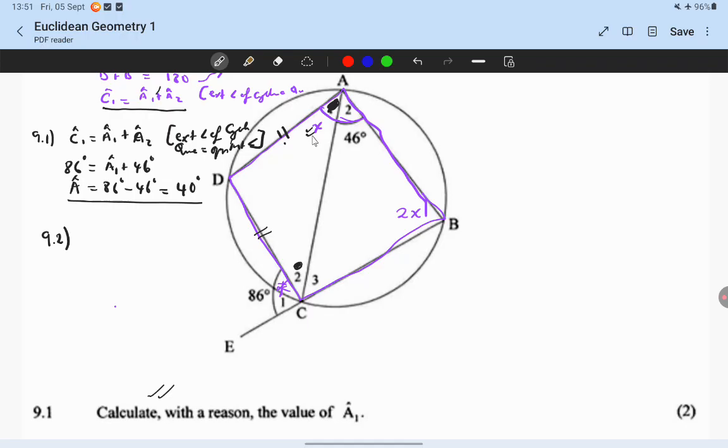So now, what is the value of this? We notice that this is 40 degrees. So we are also trying to prove that this is 40 degrees. So how can we do that now? How can we go around that?